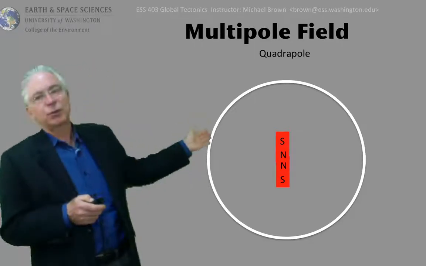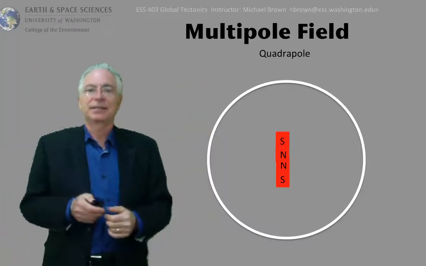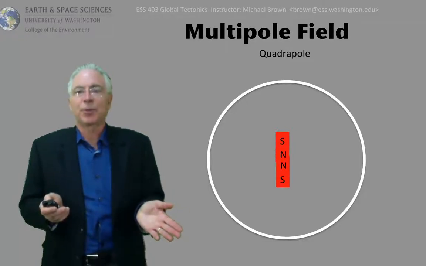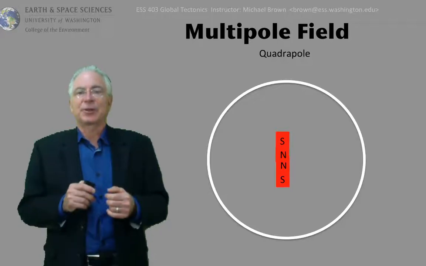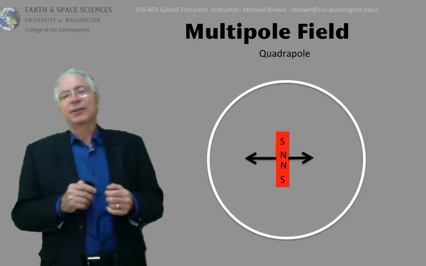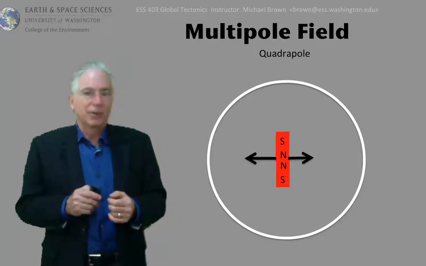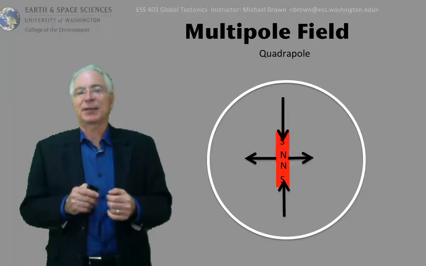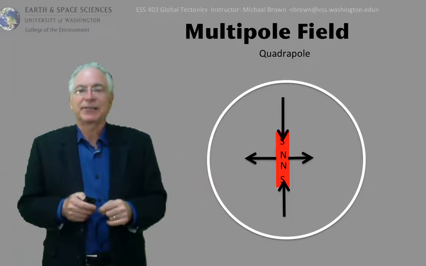So you see we have two norths put together and south at either side, top and the bottom. Now magnetic field lines will leave this quadrupole at the north and circle around and come in at the south end. So there are field lines emerging from the north end of the quadrupole, and there are field lines coming in at the south end.